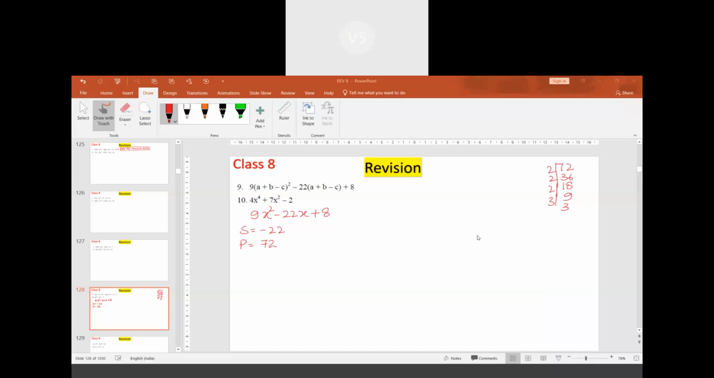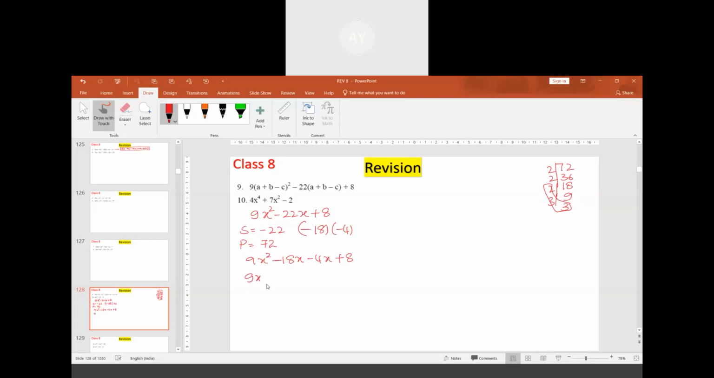I got the answer, sir. Ajay, which combination will give minus 22 here? Minus 18 and minus 4. Both are negative. Yes, sir. So 9x square minus 18x minus 4x... I have also got the answer, sir.